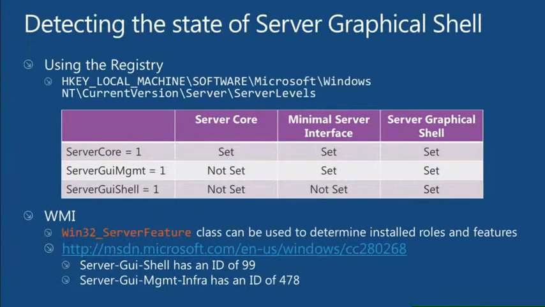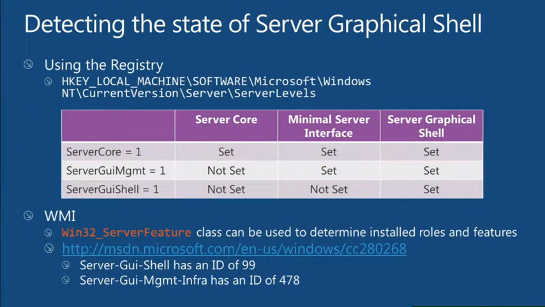And there is a new registry entry that you can use to detect which configuration level you're at, because this is no longer a setup time decision. This is a runtime change, so at any time while the server is running, the administrator could convert from server with a GUI down to server core, or up to minimal server interface. So you can do detection through the registry under Windows NT current version server levels. You can see the server core values are always set because server core is the lowest level. Server GUI management is the equivalent of minimal server interface, so that will be set at minimal server interface or above. Then server GUI shell is there when you're at the full graphical shell.